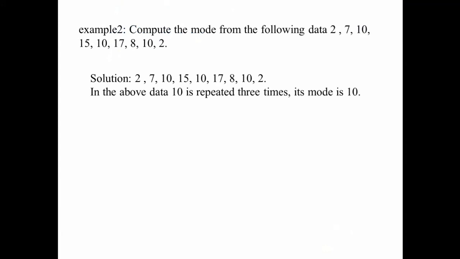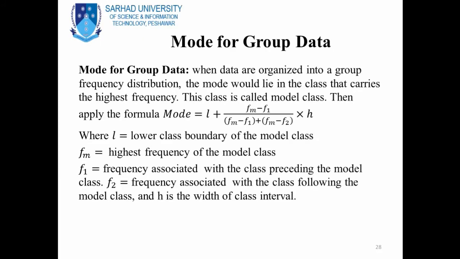To compute the mode of the data 2, 7, 10, 15, 10, 17, 8, 10, and 2: you see here 10 is repeated 3 times, more than any other, so 10 is the mode for this data. Now to find the mode for grouped data: when data are organized into a grouped frequency distribution, the mode lies in the class that carries the highest frequency. This class is called the modal class.